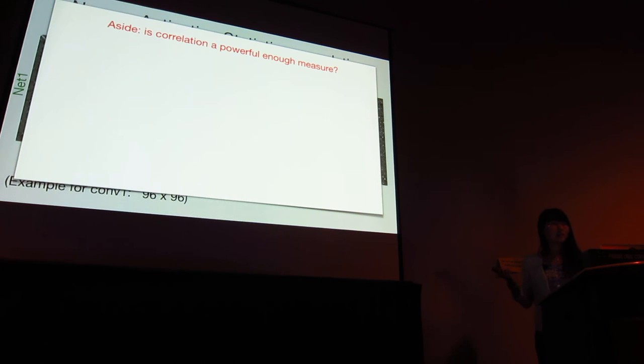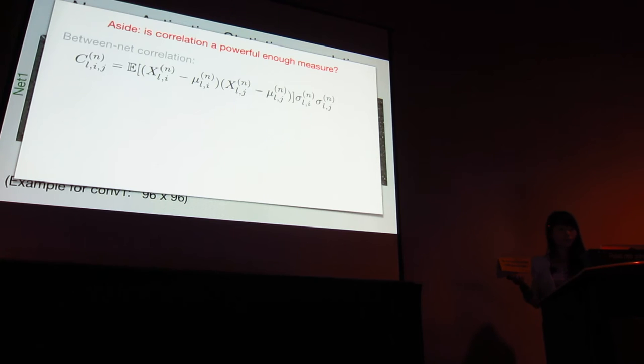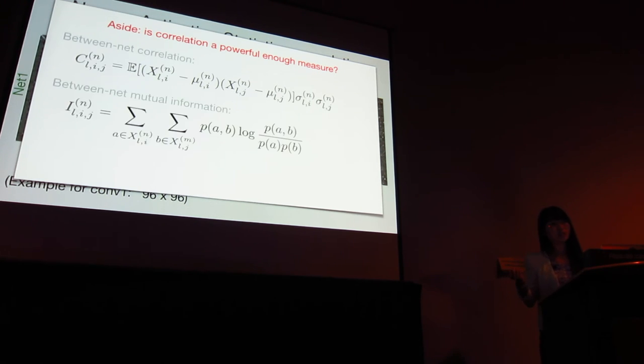Just as a side, you might be wondering if correlation is too simple of a measure. And we wonder this too. So in addition to correlation, we also measure the similarity between neurons using mutual information, which can pick up on relationships that might be missed by correlation. However, the short version of the story is all the results are very similar. So for now, we'll just talk about correlation, and you can see the paper.